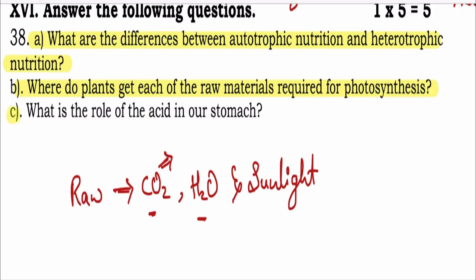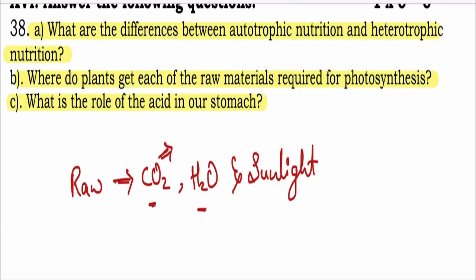Next question, number C. What is the role of acid in our stomach? The acid in our stomach is primarily hydrochloric acid, which is HCl. The role of this is to aid digestion, activate enzymes, and kill harmful bacteria or microorganisms, and its main function is that it facilitates absorption of nutrients by breaking down food into semi-liquid form and making it easier for digestive enzymes to work on it.